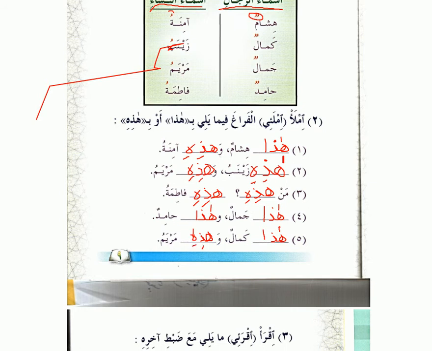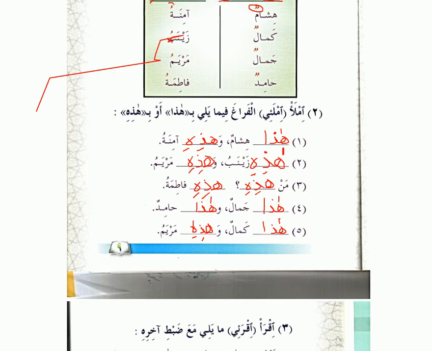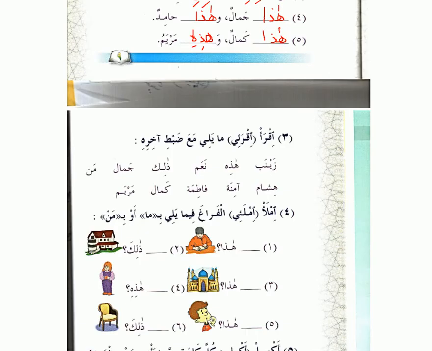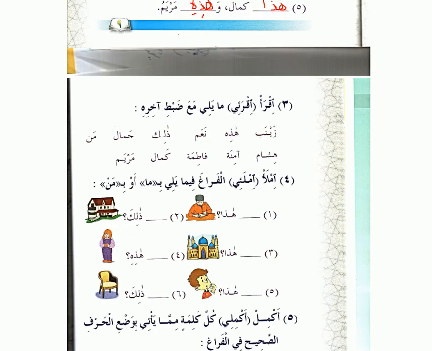Oh, هذه. So the second blank, هذه, right. Because Maryam is female. Oh, mashallah, some of you guys even know, you're getting ahead of us, right? Some of you know the Arabic terms. I see some of you do.